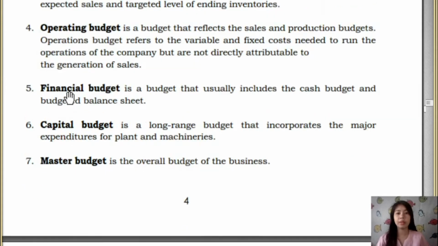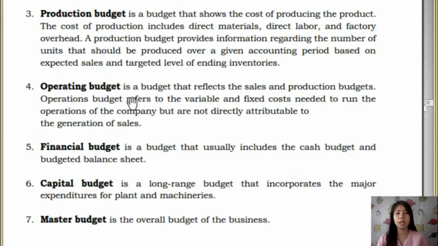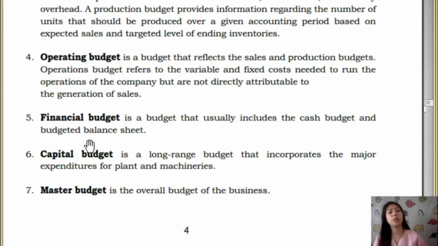Number 5 would be your financial budget. So, it's a budget that usually includes cash budget and the budgeted balance sheet. So, you have this one, cash budget, and the budgeted balance sheet. Doon sa budgeted balance sheet, as we well know, we already have seen balance sheet. So, projected balance sheet siya from the budgets na ma-generate nyo. Okay? So, papasok na si cash budget and si budgeted balance sheet kay financial budget.